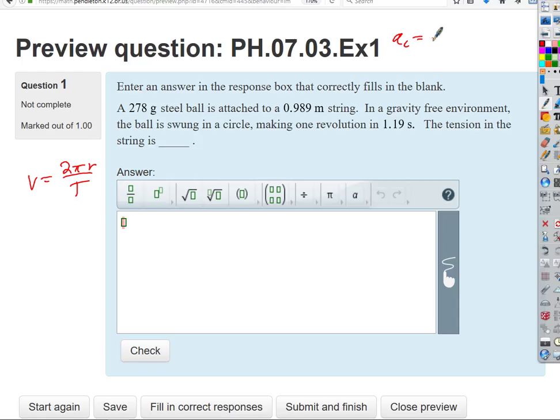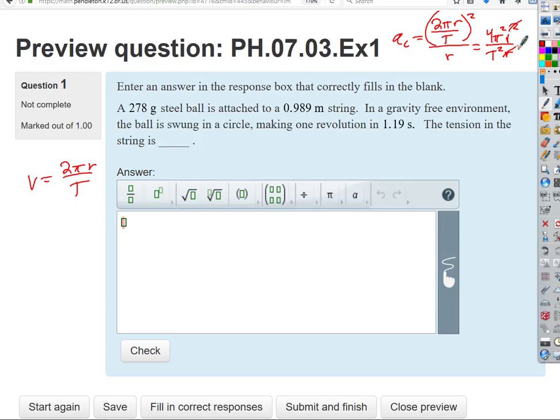So there's my V. So we get 2 pi R over T squared over R, right? So then we could just expand, we could just square this whole thing out, and that's going to give us 4 pi squared R squared over T squared, and then times 1 over R, right? So we could cancel one of those. So we get 4 pi squared R over T squared.